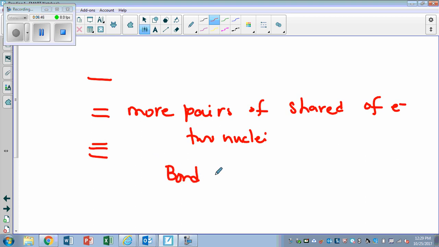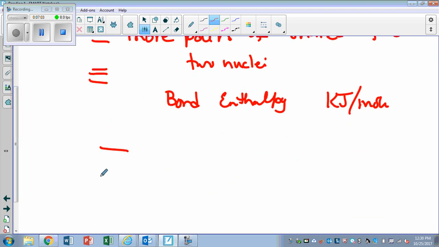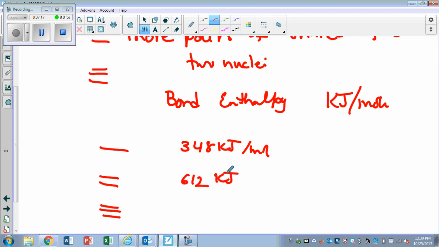Okay, bond enthalpy. What is bond enthalpy? Bond enthalpy is the amount of energy required to break 1 mole of covalent bonds, any kind of bonds. So the bond enthalpy for single, double, and triple. The bond enthalpy for single covalent bond is 348 kilojoules per mole. Bond enthalpy for double covalent bond is 612 kilojoules per mole. And bond enthalpy for triple covalent bond is 837 kilojoules.